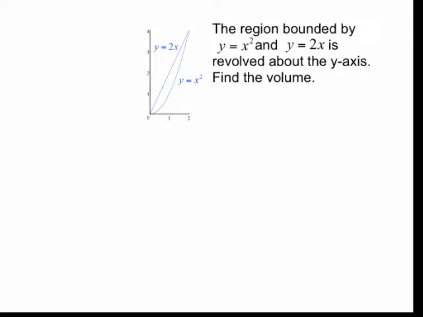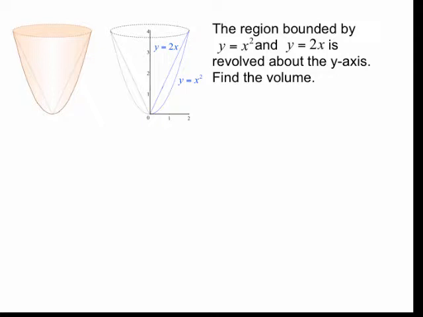Alright, let's look at another example. This time we're going to take a region bounded by two curves, x squared and 2x, and we're going to revolve that region about, in this case, the y-axis. What you're going to get is a hollowed out parabolic reflector, parabolic on the outside, and on the inside a sort of a cone that's been cut out of it. If you can try to visualize that, we want the volume of that.